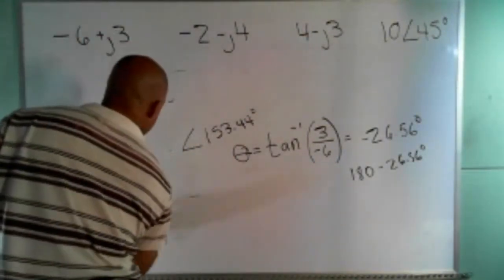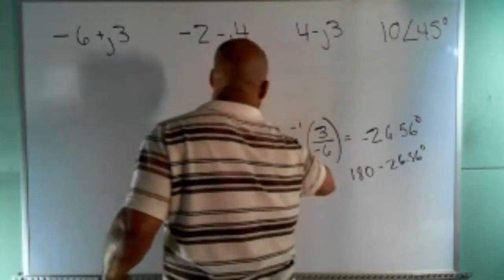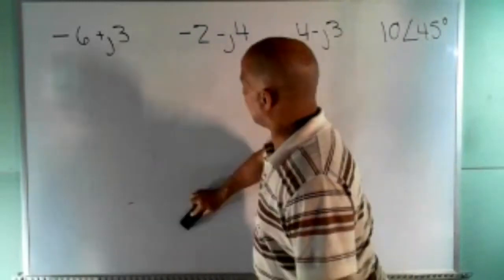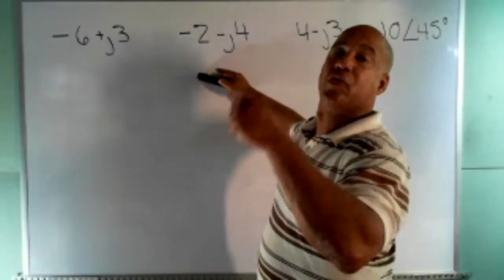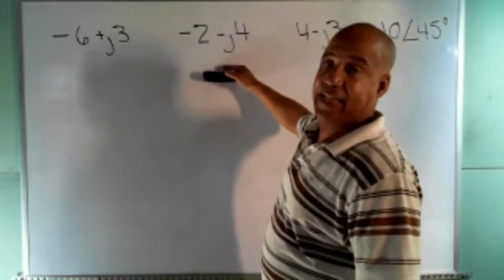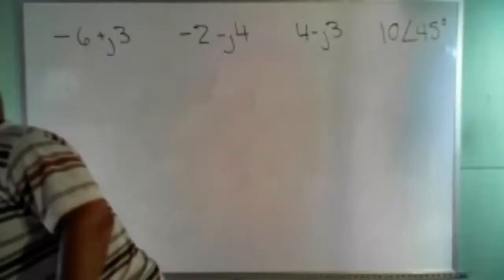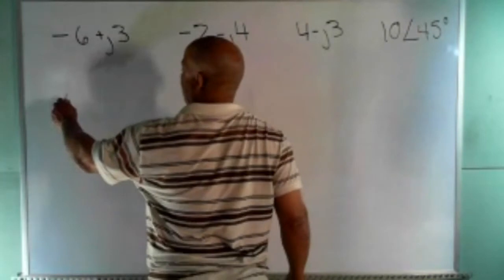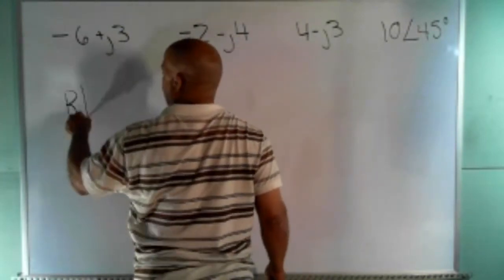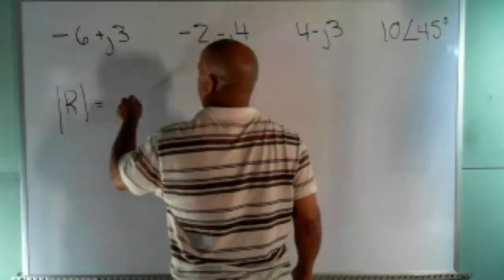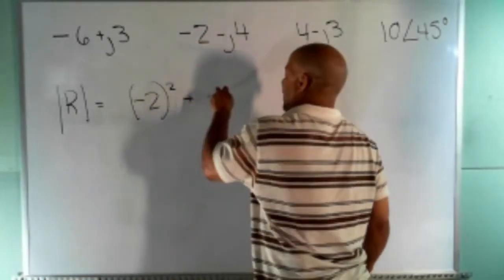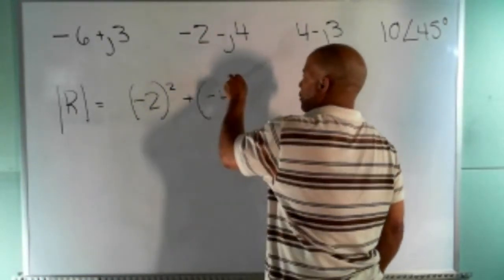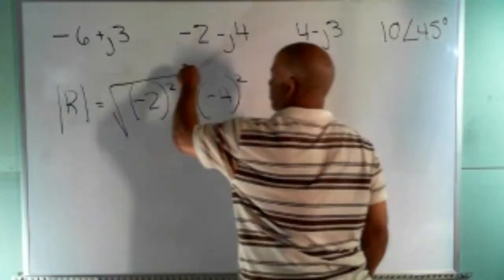All right. For the next one, which quadrant are we in? We're in quadrant 3. So the calculator is going to give us an answer in quadrant 1. So we're going to have to add 180 to it, because that's going to give us the wrong answer otherwise. So let's find the length of the radius vector. Minus 2 squared plus minus 4 squared, square root.